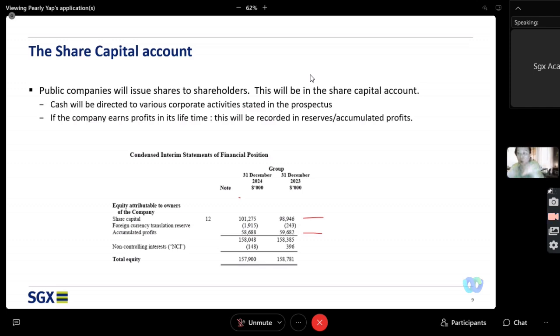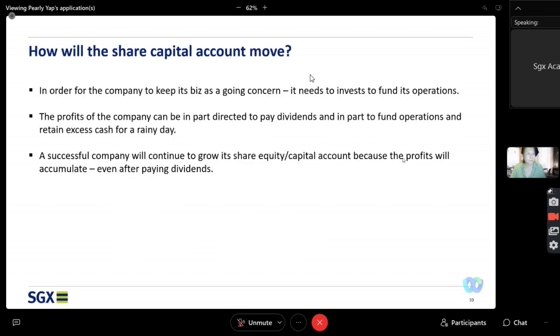Now, these are all the total sum, right? But as public shareholders, you know that it's all fractionalized, right? We only own one fraction of a company, right? So for this share capital account, the total equity, you can actually say equity per share equals the total equity divided by the total shares that are issued. Okay, so that will be relevant to you on a per share basis. Do I make it clear? That will be relevant to you on a per share basis. All right. Okay, so how will the share capital account move?